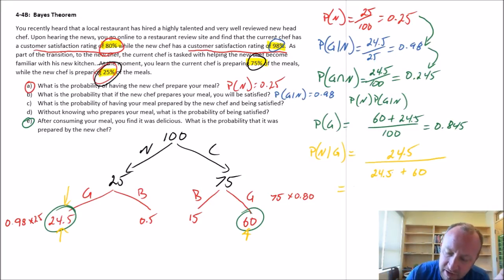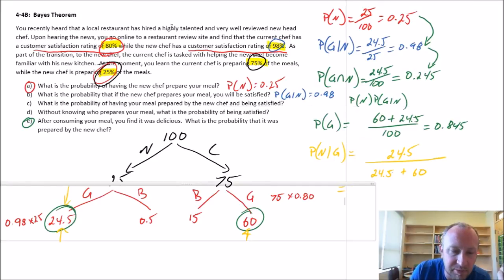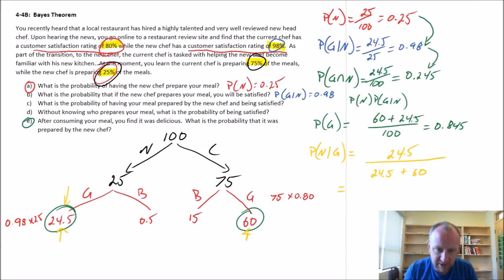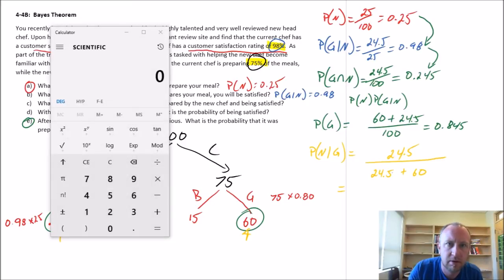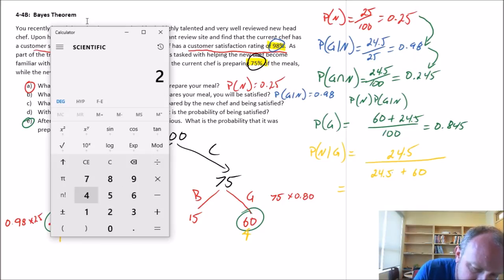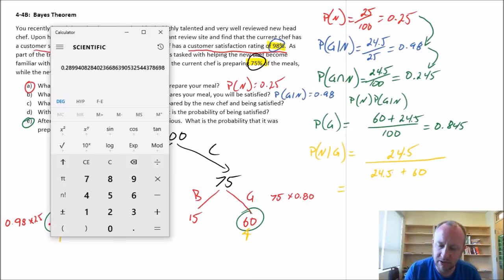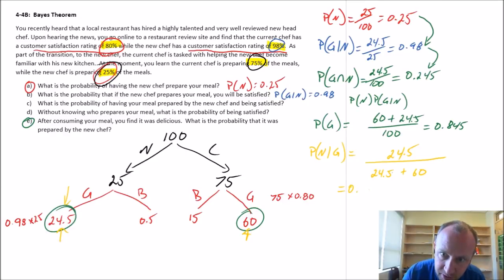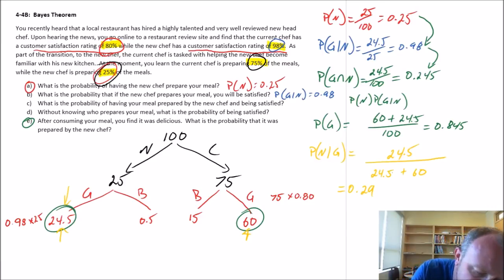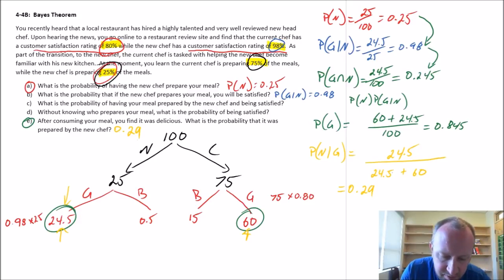And so in this exercise here, 24.5 divided by, let me grab a calculator here and we can do this. Okay, so now if I go, let's see, 24.5 divided by 24.5 plus 60. So round that to 0.29. And there we have our answer, 0.29. Let me fill in part D. Part D, this one here, 0.85.